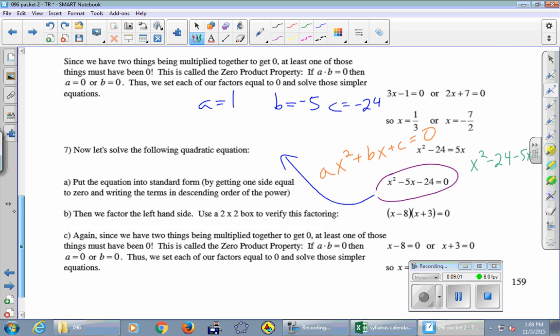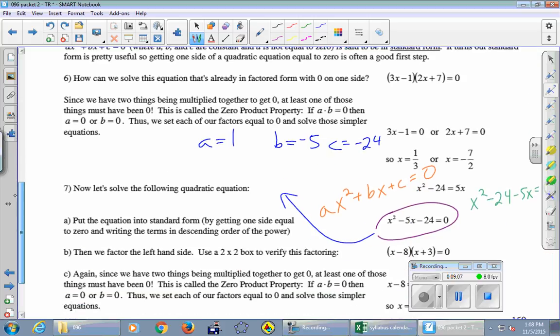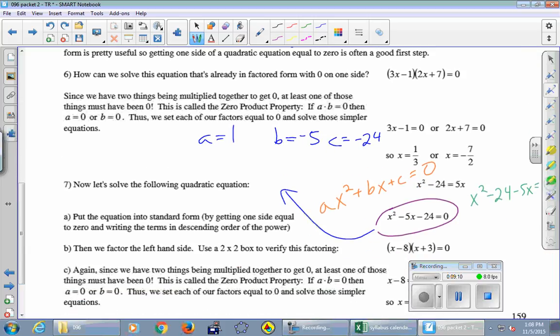Ultimately, the goal is to be able to solve this purple equation. So let's go back up here and we'll start this process. Okay, number 6. How can we solve this equation that's already in factored form with 0 on one side? 3x minus 1 times 2x plus 7 equals 0. It is tempting to distribute that through. Foil, lobster claw, 2x2 box. It's legal. Turns out you're going the wrong way if you distribute it.